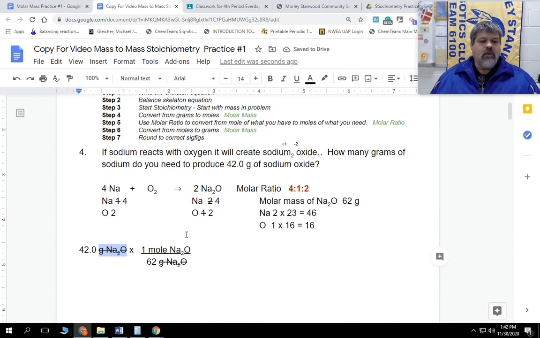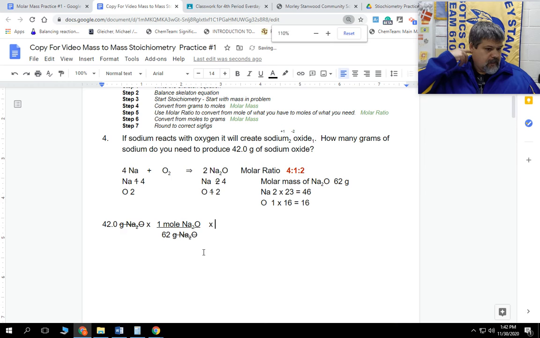Now, how do I get from moles of sodium oxide to grams of sodium? Well, I have to go to the moles of sodium. So we're going to go ahead and put another, since I've got to convert again, our handy dandy times and a line.